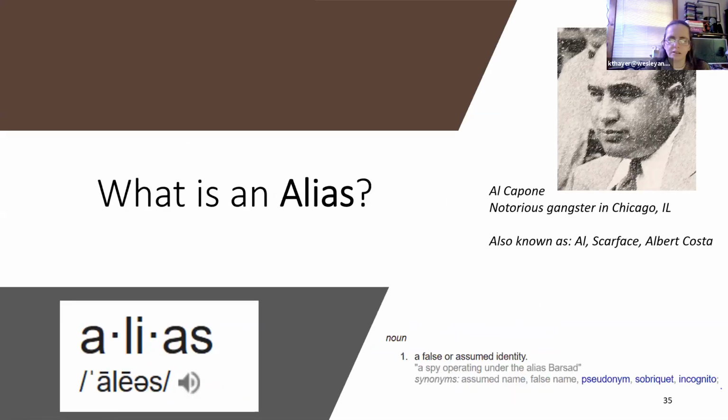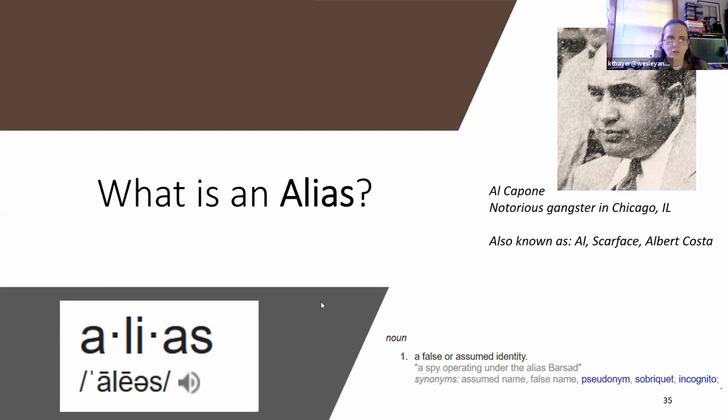What is an alias? So let's just foray for a moment into something that you might have learned about from popular culture. This is Al Capone. He is a notorious gangster from Chicago, Illinois. I actually used to live in Chicago. And he also had some other names that he was known by, because if you're a notorious gangster, you might need to have a nickname. So he did, and he had several. So we have Al, Scarface, and Albert Costa were all other names that he went by on the streets, so they wouldn't know who Al Capone really was.